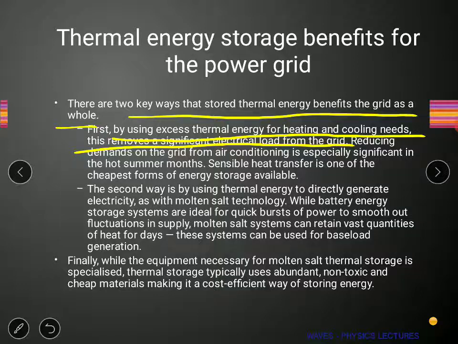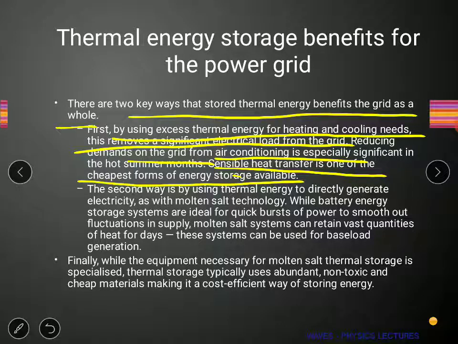This will actually reduce the demand on the grid, because air conditioning uses a lot of electricity. So if you consider a heating system like a normal room heater, or a cooling system like an air conditioning system, this uses a lot of electricity. If we can replace that power need by something else like an energy storage system, that will definitely reduce the load on the grid. So sensible heat transfer is one of the cheapest forms of energy storage available.